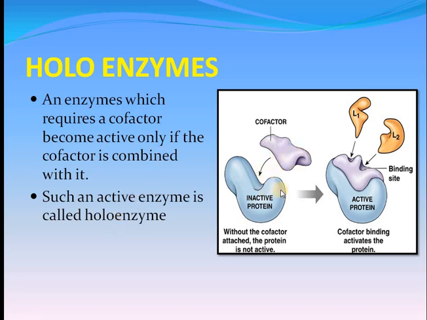Now in this figure you can see that this is an enzyme and it is an inactive protein, means it is an inactive enzyme. What is the reason that it is inactive? Because there is no cofactor. Okay, but as soon as there is a cofactor, it comes and attaches at this site, then it will become an active protein. Without the cofactor attached, the protein is not active. But as soon as the cofactor binds, the cofactor binding activates the protein. जैसे ही यहाँ पे आके cofactor bind करेगा, at that time protein will become active.